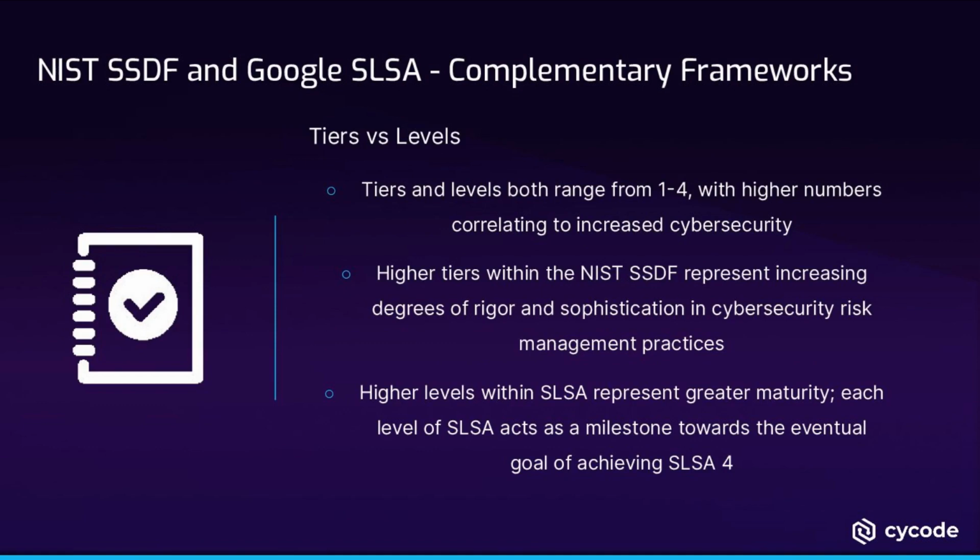In addition, NIST SSDF utilizes tiers, whereas Google SLSA utilizes levels, and these both range from 1 to 4, with higher levels correlating to increased cybersecurity. However, higher tiers within the NIST SSDF represent increasing degrees of rigor and sophistication in cybersecurity risk management processes, meaning that an organization has put more effort into actually developing processes without being specific as to what those processes might be. Conversely, higher levels within SLSA represent greater maturity. Every level of SLSA acts as a milestone towards the eventual goal of achieving SLSA 4. In other words, Google recommends every organization achieve SLSA 4.